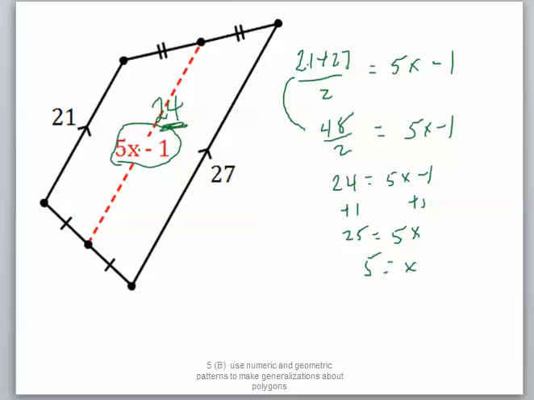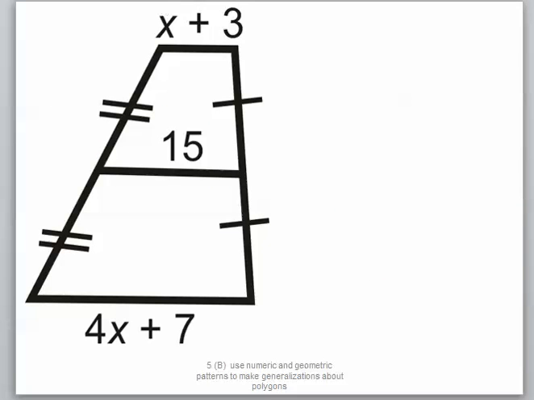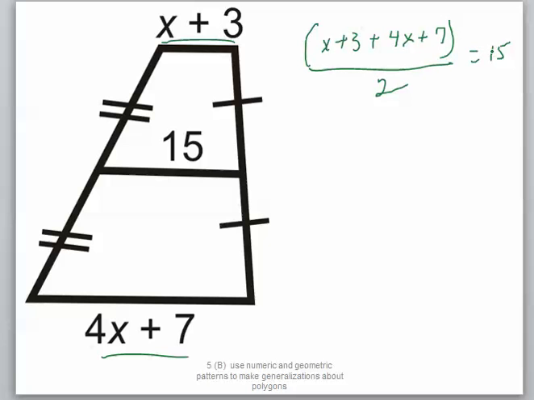So let's look at another one. This one is a little bit more difficult. So what do we got? We've got an expression up here at the top and an expression down here at the bottom. Let's do the same thing as we did before. We're going to say x plus 3 plus 4x plus 7 divided by 2 is equal to 15. So when I combine my like terms here, I've got an x plus a 4x, that's a 5x, plus 3 plus 7 is 10. And I'm going to put that in parentheses, divided by 2 is equal to 15.